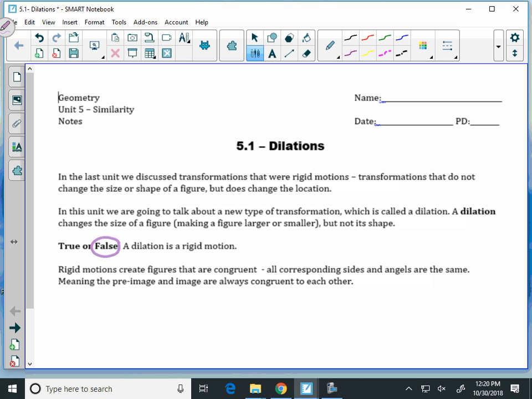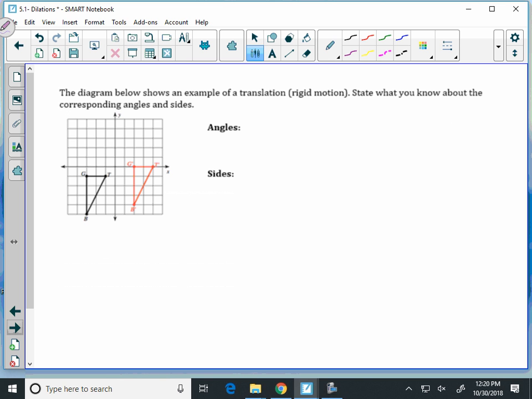So whenever you do a reflection, a translation, or a rotation, the image and the pre-image will always be congruent to each other. The diagram below shows an example of a translation, which is a rigid motion. You can see the figures are exactly the same. You just moved it over a little bit after you did your translation.